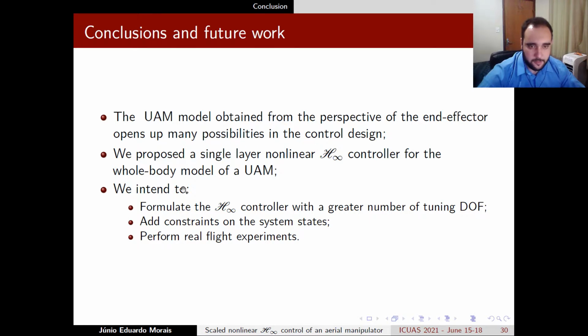In the future, we intend to formulate this H-infinity controller with a greater number of tuning DOF to enhance its performance, and also to add constraints on the system states to allow it to avoid colliding with itself, such as when the manipulator arrives at the top of the junction with the quadrotor UAV. And also we want to implement this system in a real system and perform real flight experiments.